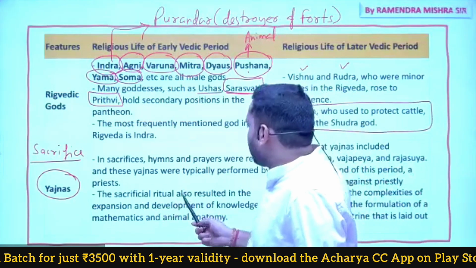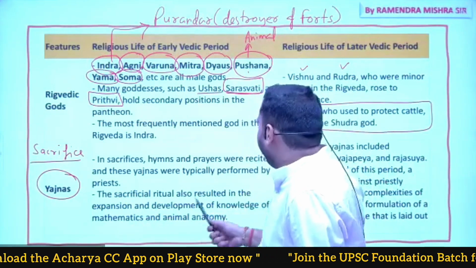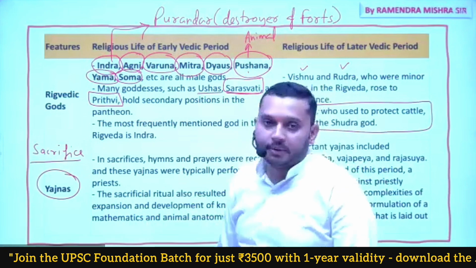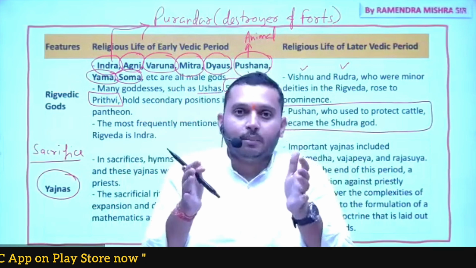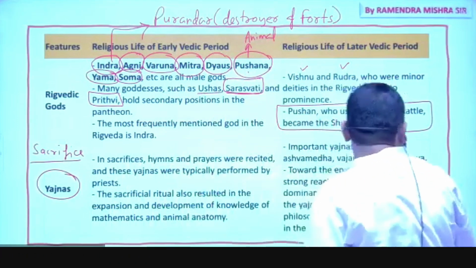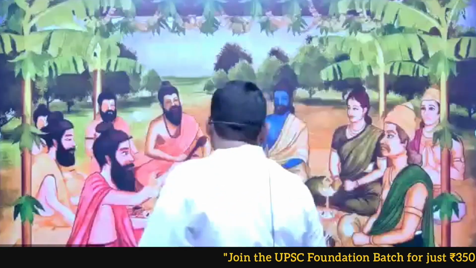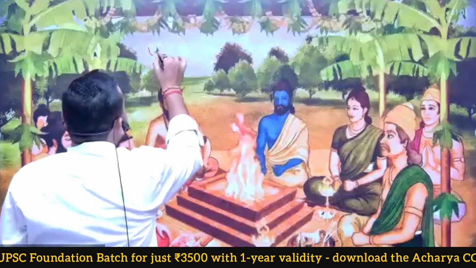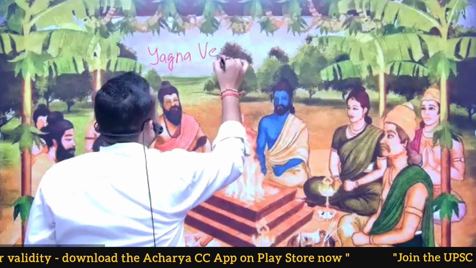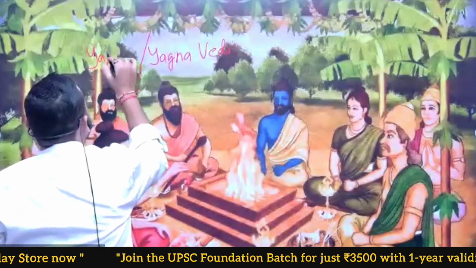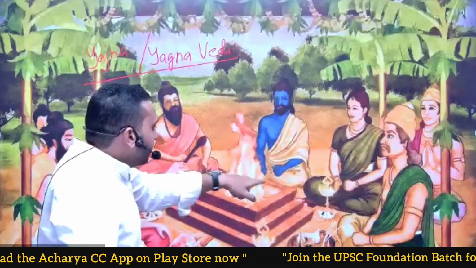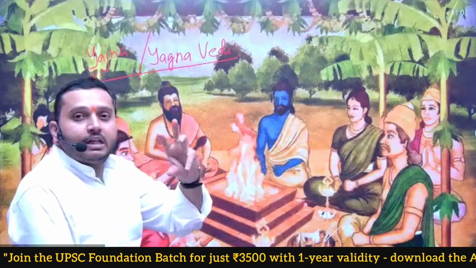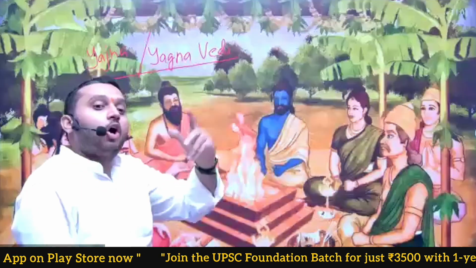The sacrificial ritual also resulted in the expansion and development of knowledge of mathematics and animal anatomy. Why mathematics? Because when they developed a specific place for yagna, this thing is known as yagna vedi. Yagna vedi means the platform on which they perform the yagna, and this yagna vedi was constructed in various shapes. This can be a square shape, a hexagon shape or an octagonal shape.